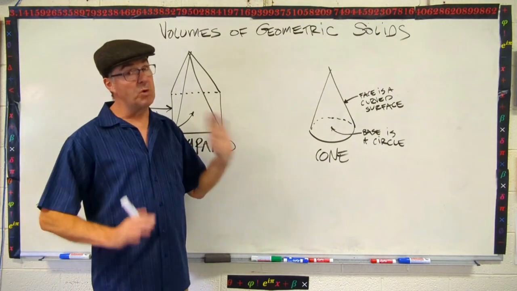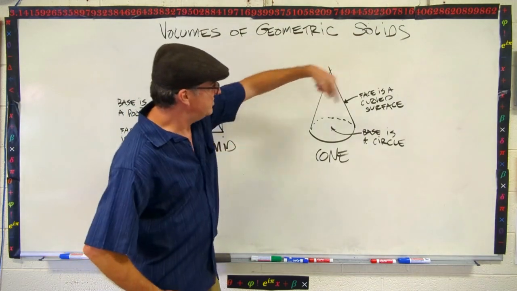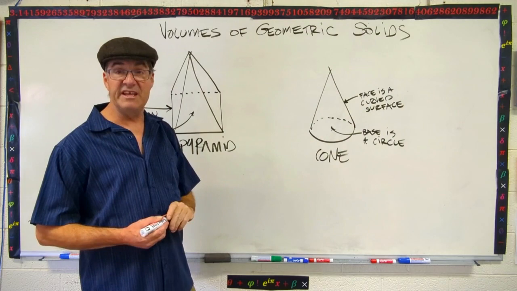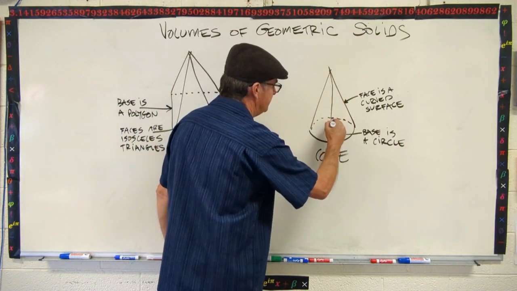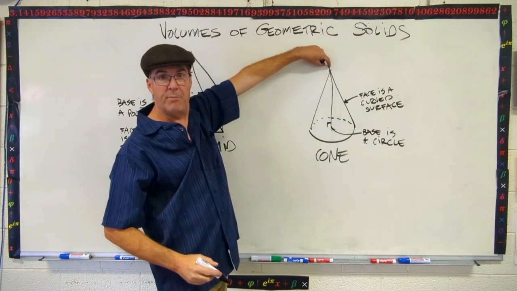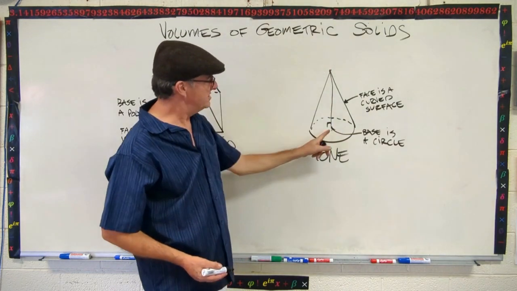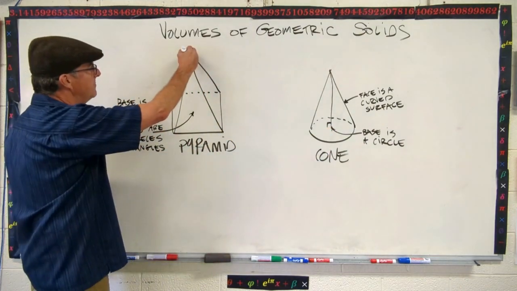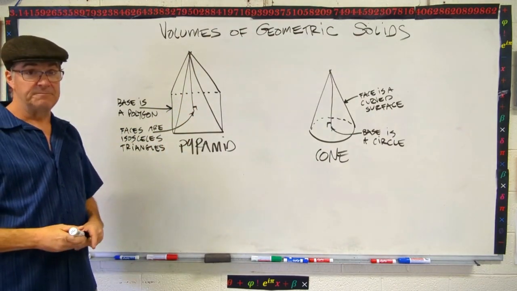A cone is much more simple. The base is a circle, and the face is just this curved surface that wraps around. Now there's one more thing that we talk about with pyramids, is we talk about their heights. So the height goes from the point, with cones, same difference. It goes from the point to the center of the base, and it makes a right angle. Same thing with a pyramid, goes down to the center of the base, and it makes a right angle.